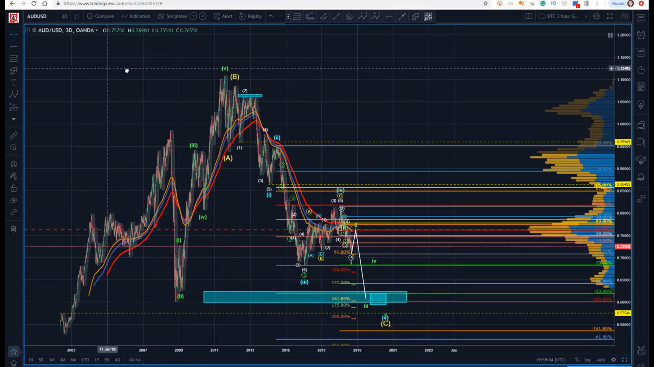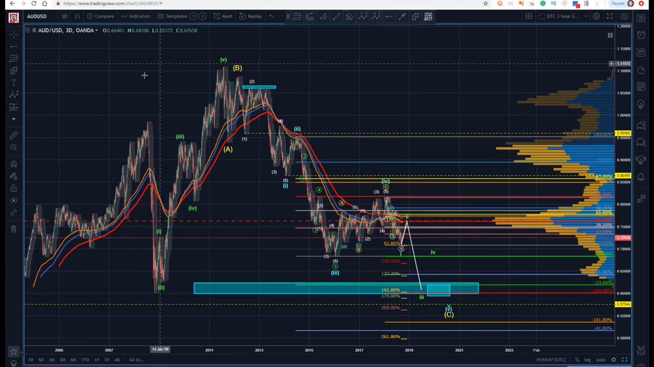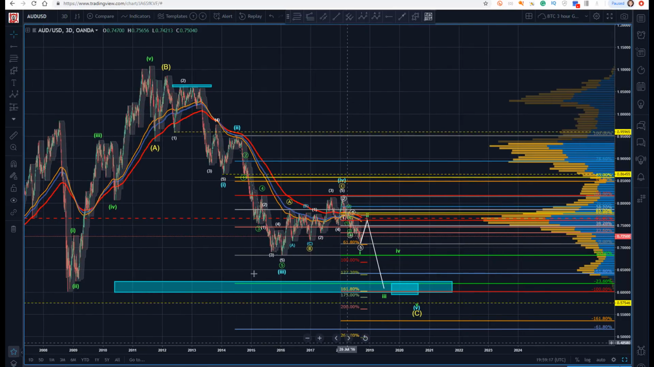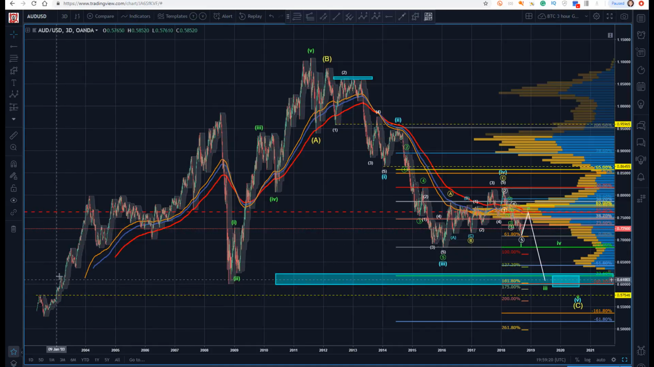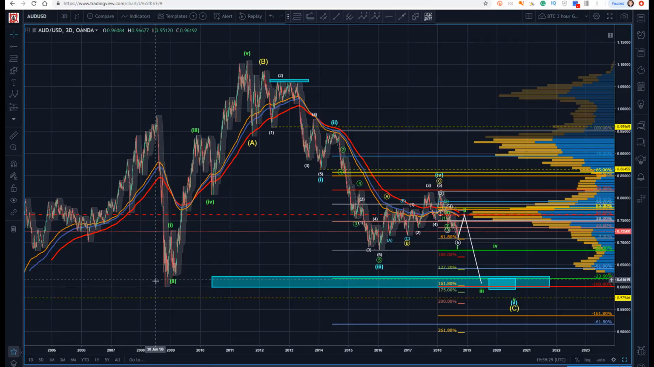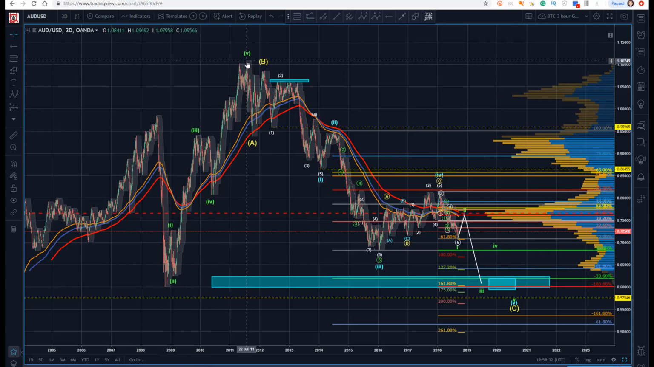It's not an easy count. There's a lot of complexity to it. We do have this lack of symmetry in the 4 relative to the 2. I just don't see another way to count it that would make sense. I suppose you could go A, B, C, and then all of this was a one wave, but I think that's getting a little crazy here. Because of this 5 here, I think we start from the completion of that 5. That first move down is the A, and this is our B. If that's identified correctly, then we're looking for the 5 to complete, and we just don't have a completed 5 yet. So the next opportunity will be the sell at the 50 for the 2, looking for the 3.